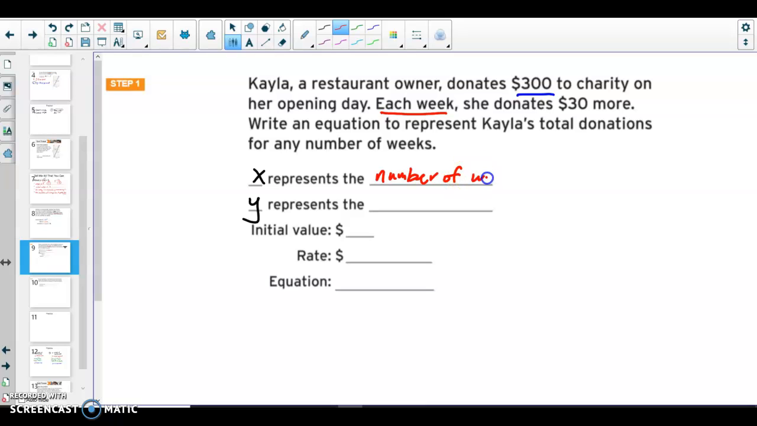Apologize for my handwriting. I'm trying to do this on my touchscreen laptop, and I'm not very good at it. So if x represents our number of weeks, that means that the dollars must be represented by y, the dollars of her donation.